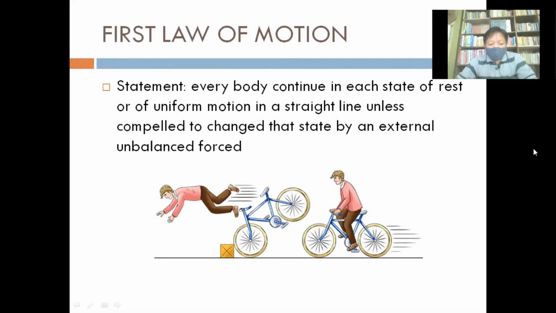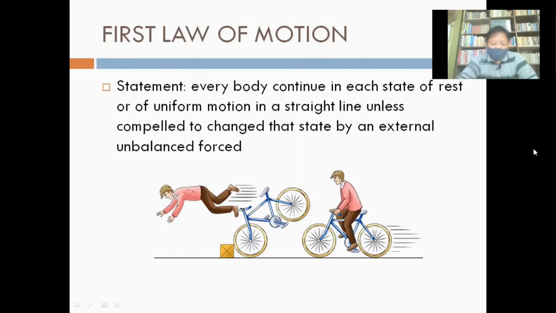So today we are going to learn about Newton's laws of motion. The first law of motion states that every body continues in its state of rest or of uniform motion in a straight line, unless compelled to change that state by an external unbalanced force. This means that an inanimate object cannot alter its own motion or its state of rest unless a force is applied. This property is also known as inertia, so Newton's first law is also known as the law of inertia.